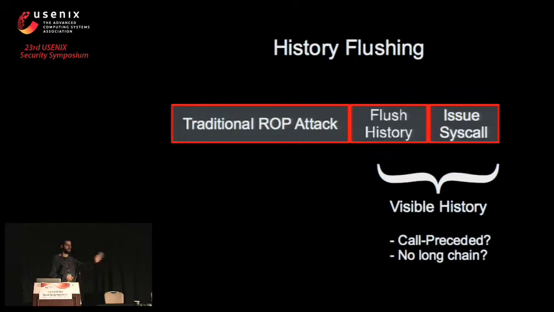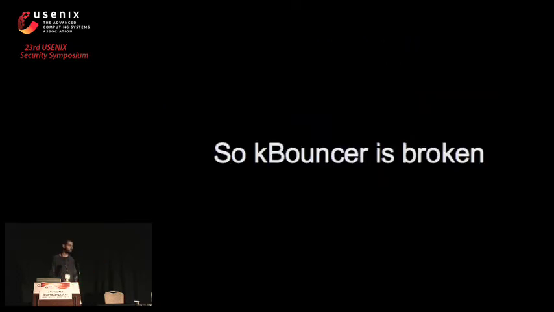Because we've inserted so many of these large NOP gadgets, the LBR has become full of these large NOP gadgets, and so there is nothing that it can see in the traditional ROP attack. So even though the traditional ROP attack is still not call preceded and still a long sequence of gadgets, kBouncer can't see that. The only thing kBouncer gets to see is the history flushing and issuing the system call. And as long as we do that in a call preceded manner, kBouncer is going to allow the attack to continue. Okay, so this breaks kBouncer.